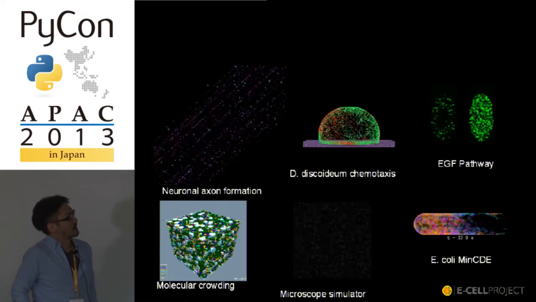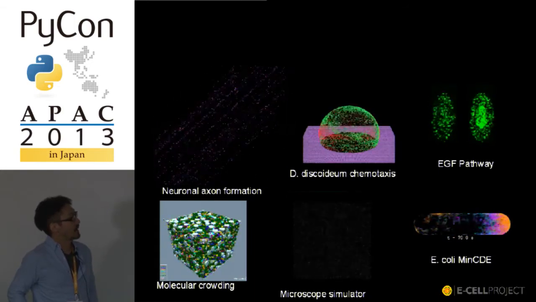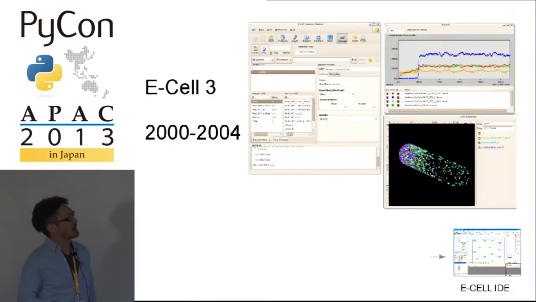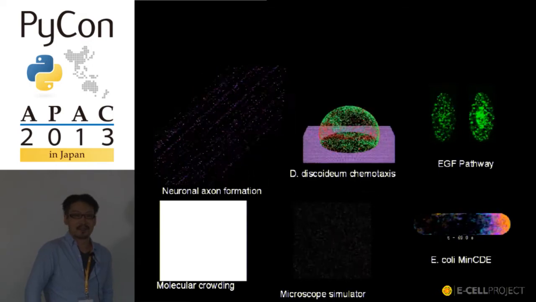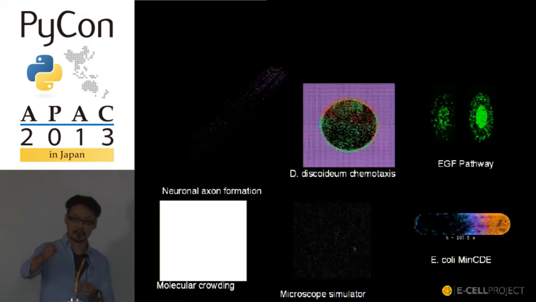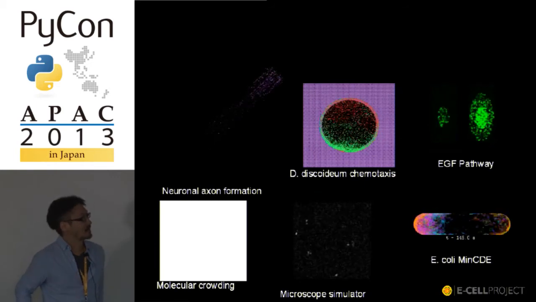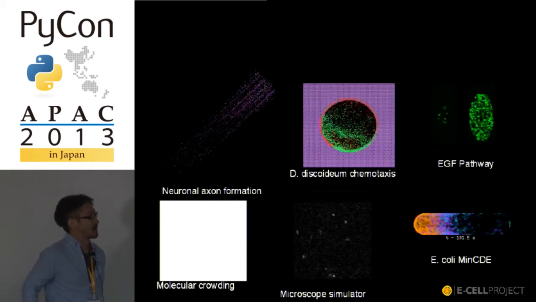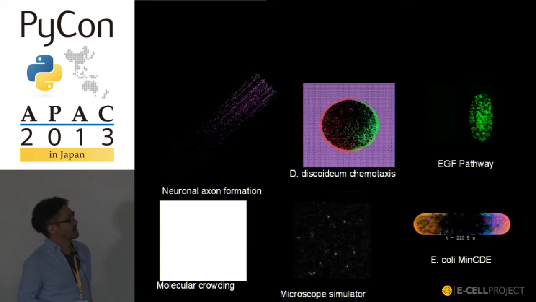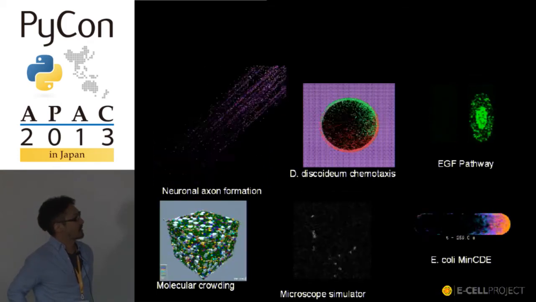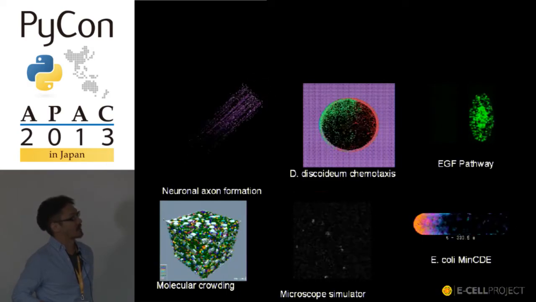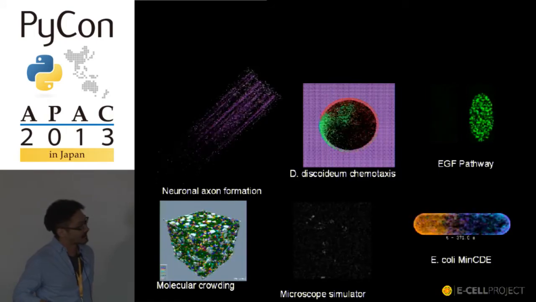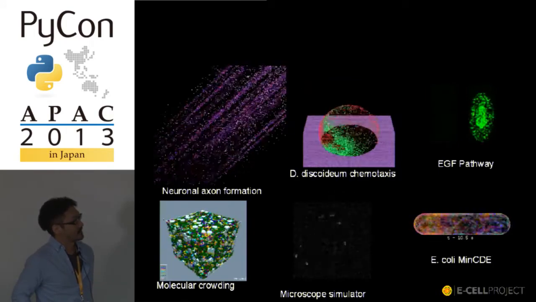Now, what we are doing recently is, unlike those graph-based, time-trace-based simulations, we are doing what we call single-molecule simulations. The idea is to track individual molecules in the cell using the physical laws of Brownian motion. So this is a simulation of neuron cells. And this is the cellular amoeba, how information is processed in this cell. And this is a simulation of human cell.